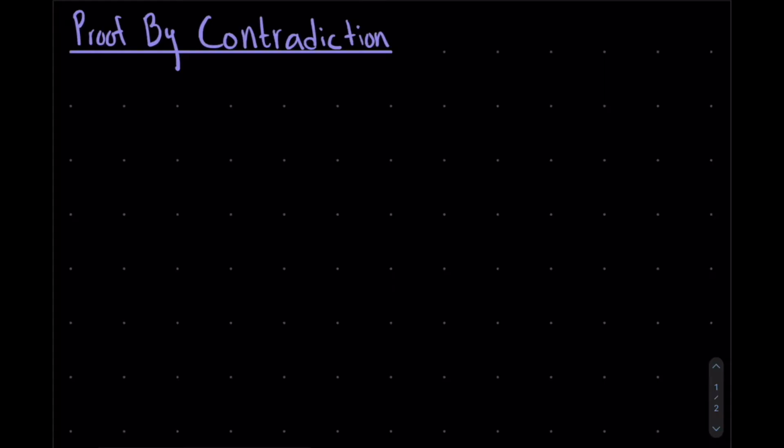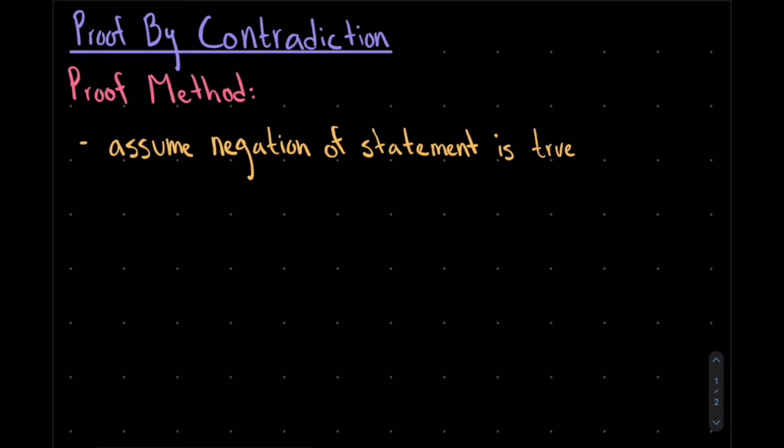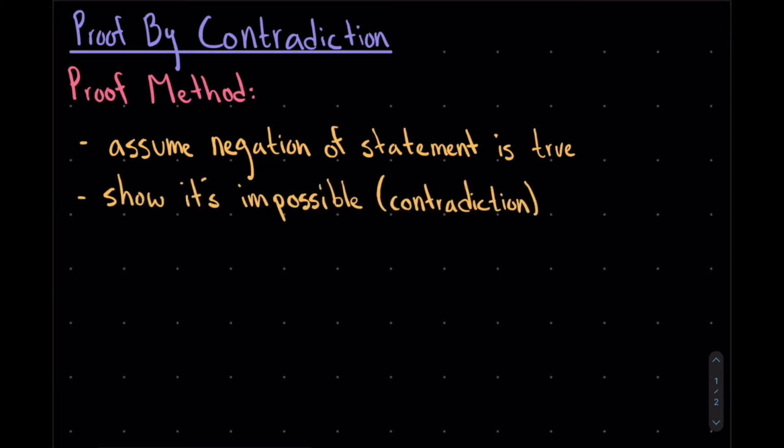Let's get right into it. Today we're going to be talking about the proof by contradiction. Let's start off by looking at the proof method. The first step in the proof by contradiction is to take the negation of the statement you're trying to prove and to assume that it's true. The next step is to show that the negation of the statement is impossible, or to show a contradiction. And by doing this, we have proof that the initial statement is true.